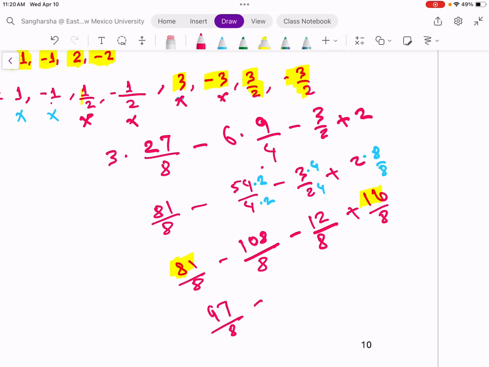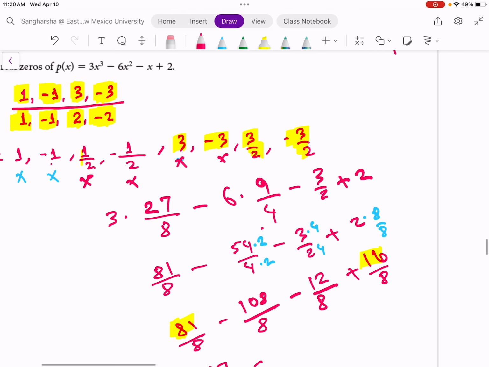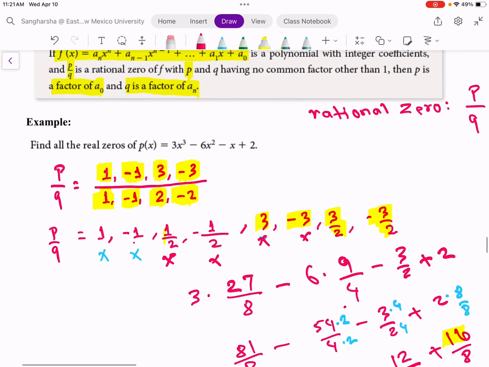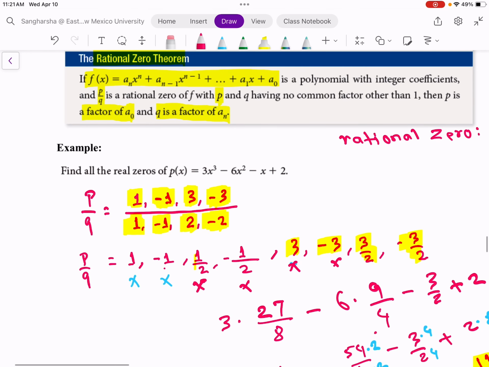Okay, the last option is negative 3 over 2. Okay, 3x cubed minus, let me double check my equation. 3x cubed minus 6x squared minus x plus 2. Now, looks like, okay, I find the mistake here.